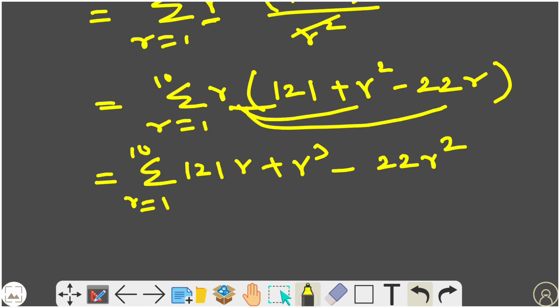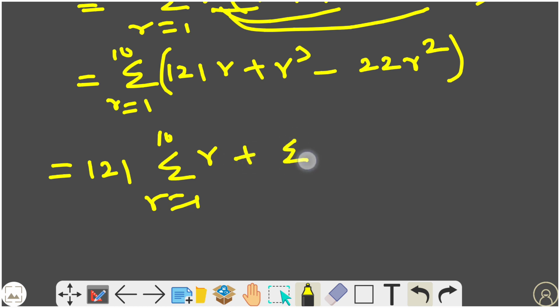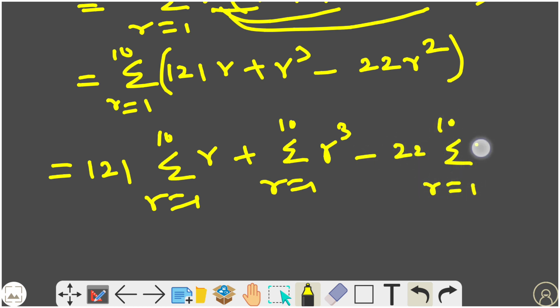So now you have to multiply this summation to all the terms. You will get, 121 is a common constant, so we have to take it outside. So 121 summation r equal to 1 to 10 r plus summation r equal to 1 to 10 r cube minus 22 summation r equal to 1 to 10 r square.